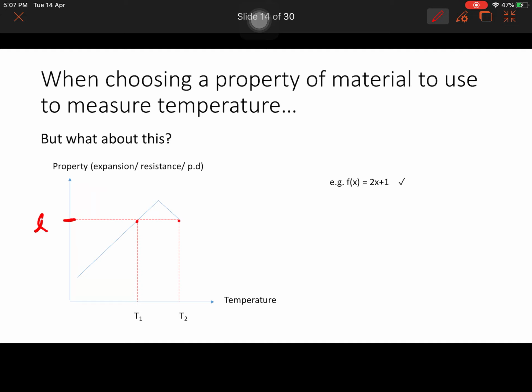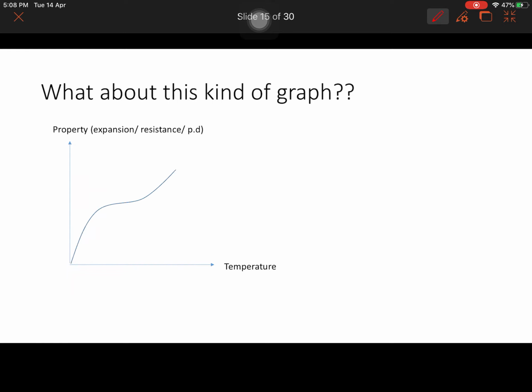No. So when we talk about functions, you learned this in math, right? If you have an equation that is a linear relationship, yes, you can use it. But if the mapping is such that it's 1 to 2, then we cannot use such a material. Now, what about this kind of graph?